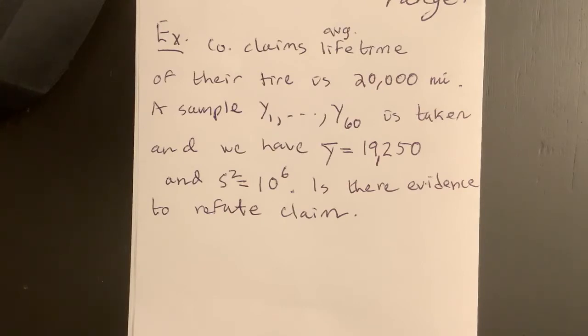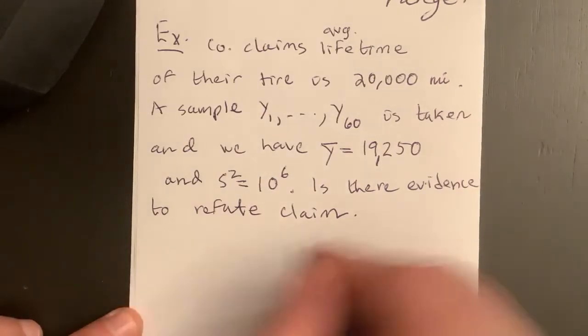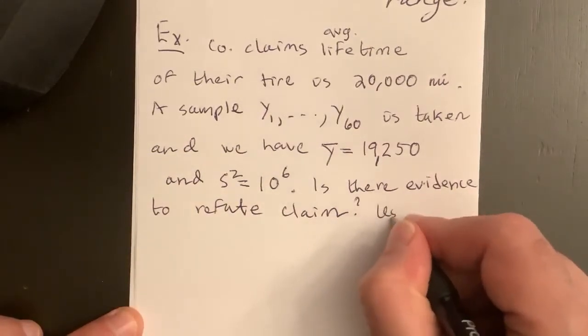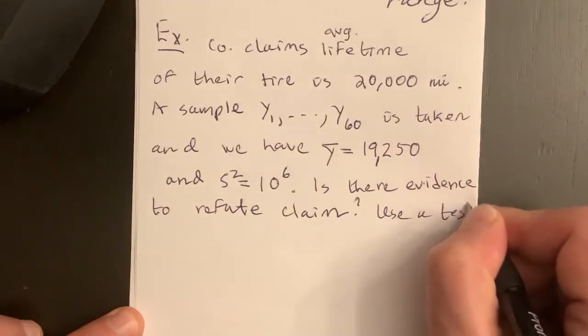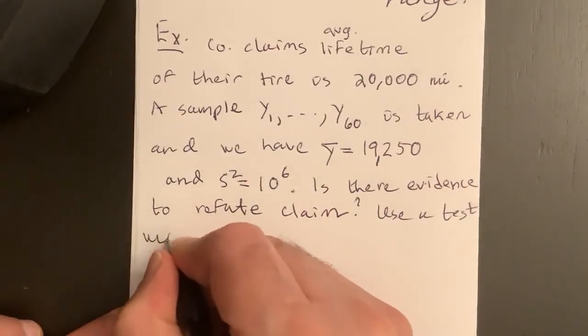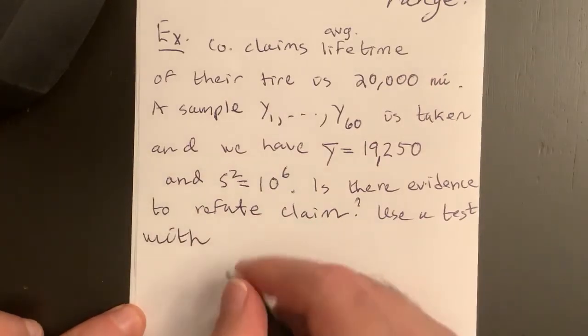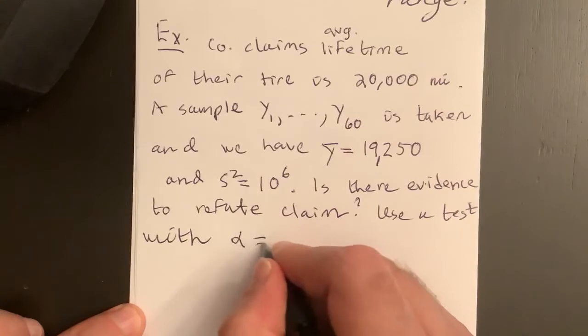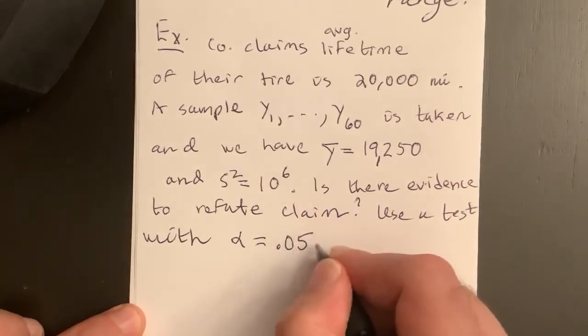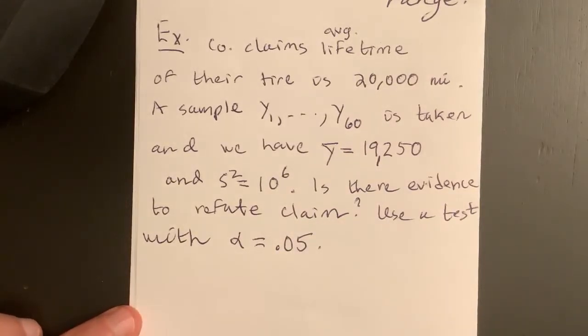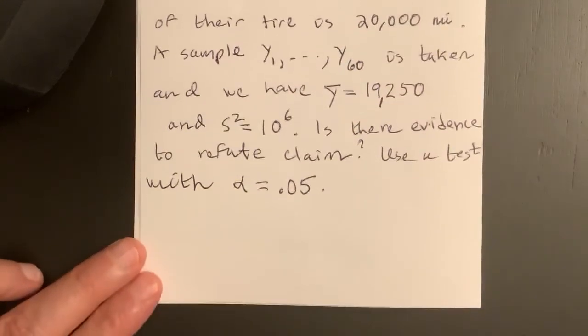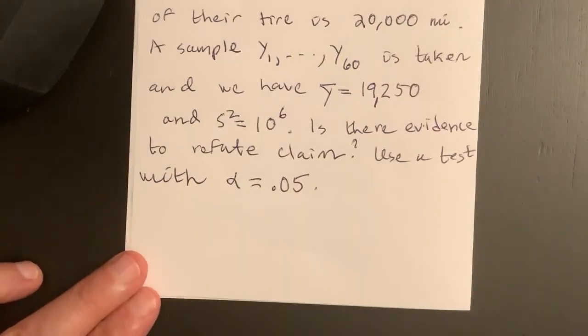So let's say use a test, with a bound for the probability of type 1 error equal to, say, 0.05, which is pretty standard. Okay, so we need to come up with a test statistic, rejection region, and of course the null and alternative hypothesis.